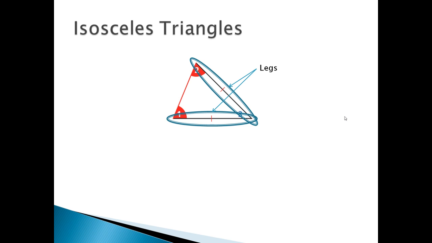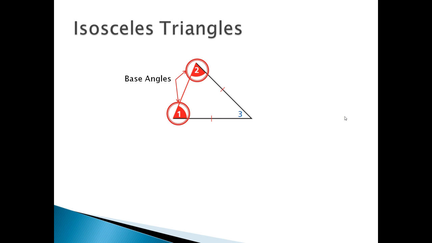Then we have the congruent sides themselves. Those congruent sides are referred to as legs. There are two of them because there are two congruent sides. And then we have what are called the base angles. The two angles, in our case 1 and 2, are the ones that are not the vertex angle. They're the other two angles, the ones that are ordinarily right along the bottom, because most people, when they draw an isosceles triangle, put that non-congruent side as the base. So we're just going to refer to those as base angles.